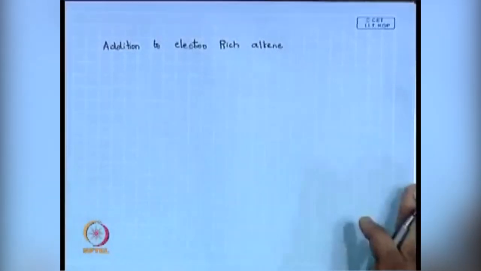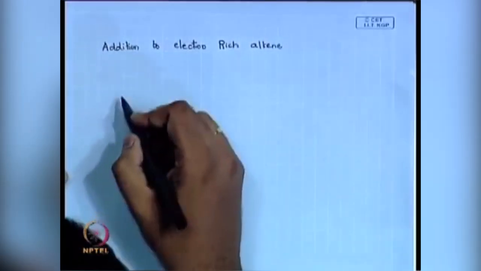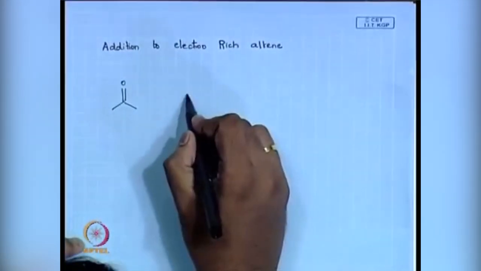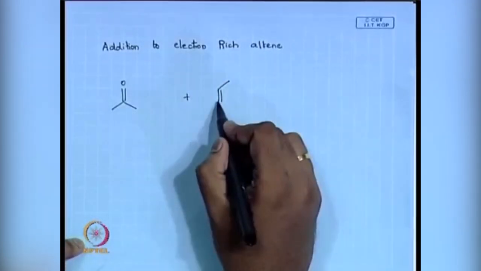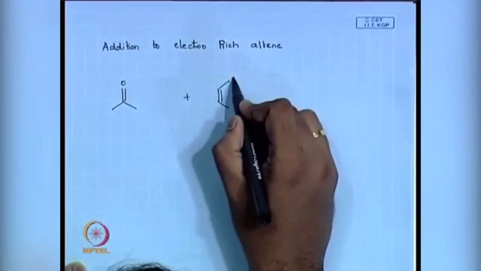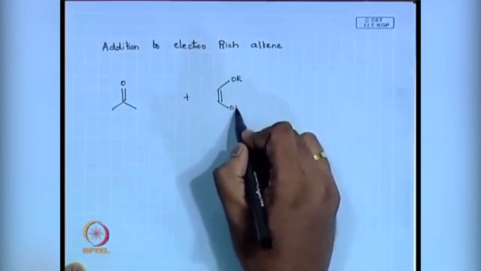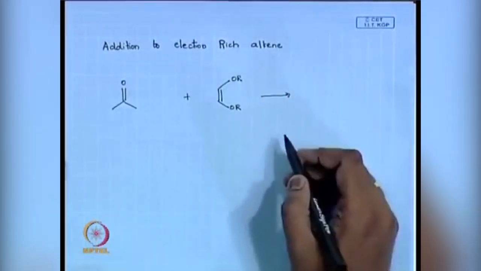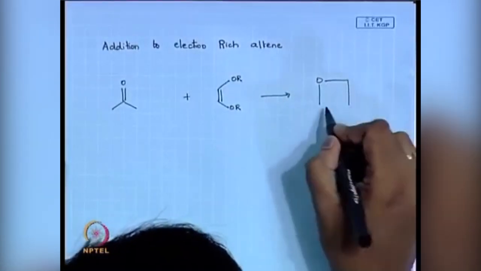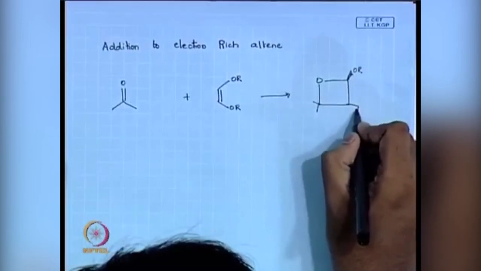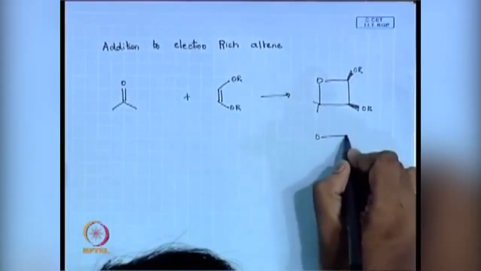See, this part is a little bit interesting if you know this. I take a ketone, acetone in this case. I take a cis alkene, but I am going to use an electron donating substituent. I will use a methoxy, OR, any alkoxy we can use because it is a very good electron donor substituent. Then if I write this product, the oxetane, see interestingly what I get is this, okay, and I also get this.